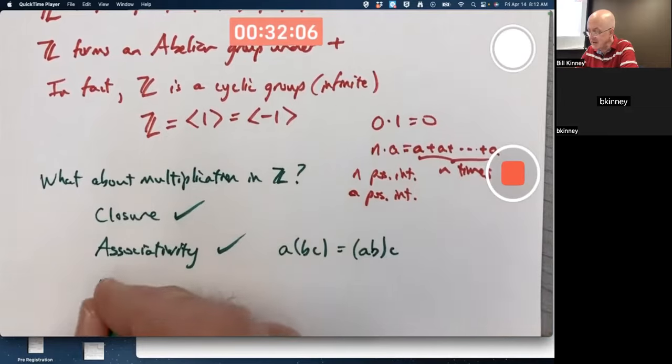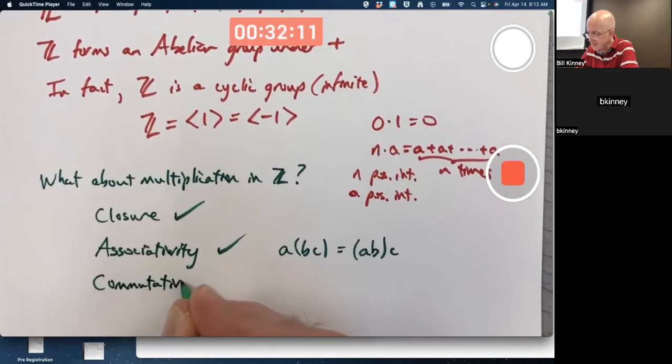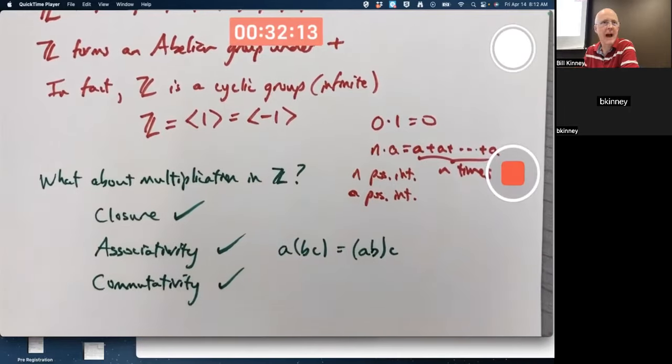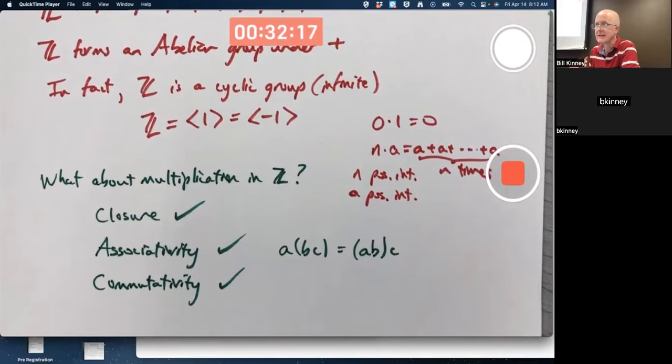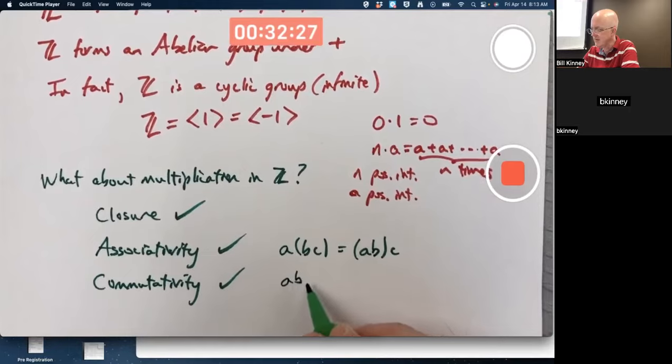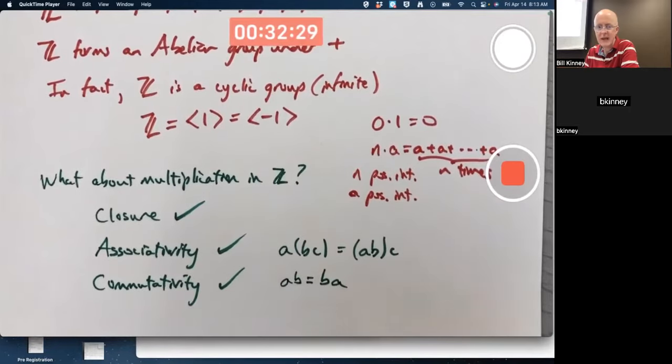In fact, commutativity also works, although that was not part of the definition of a group, right? We have abelian groups and non-abelian groups. Abelian groups means the operation is commutative. Non-abelian means it's not commutative. But we do have commutativity of multiplication in Z. I am assuming a, b, and c here are all integers.